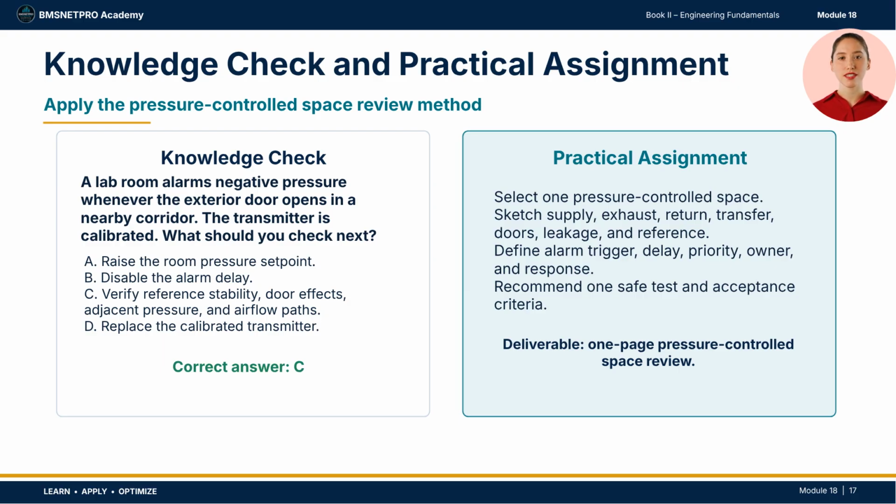For the assignment, the learner selects one pressure-controlled space and prepares a one-page review. The review must show required airflow direction, supply and exhaust paths, transfer openings, leakage paths, door logic, reference location, alarm trigger, alarm delay, response owner, and one safe test with acceptance criteria. This turns the chapter into a professional field workflow.